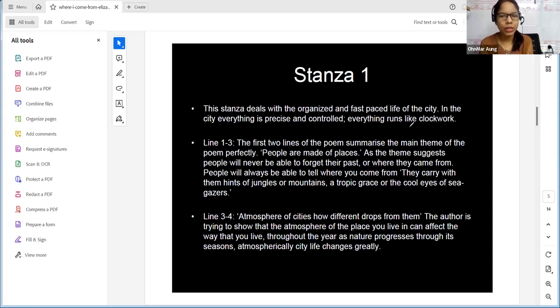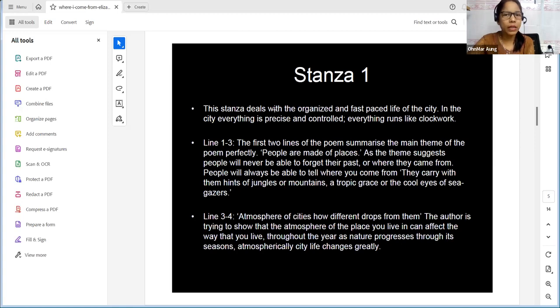They are in a hurry. They cannot do leisure activities. Always working. Follow the money. They are trying to get money. That is the fast-paced life of the city. City life is quite quick. It means busy, quick, very hasty. Everything is precise and controlled.